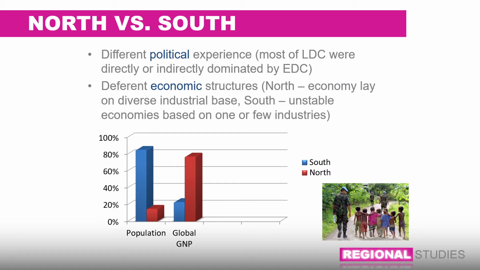Why is North and South so different? Well, first of all, they have a different political experience. Most of the least developed countries, or countries of the third world, were colonies of European countries, of economically developed countries. And once they got their independence, this independence was usually followed by a period of war and political instability.